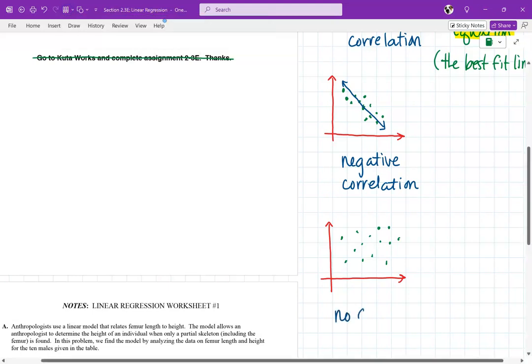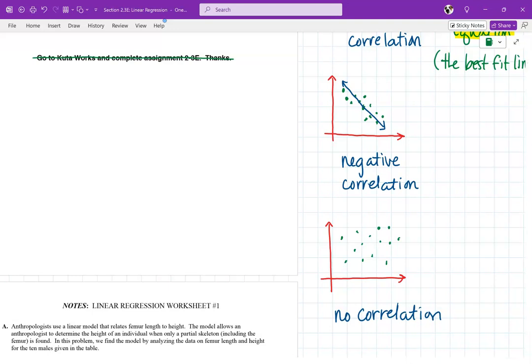So it has no trend. I can't tell if it's trending up or if it's trending down. It's just everywhere. So again, positive, negative, or no correlation. Because that's going to be one of the questions they ask you on your homework. They say, look at your graph. Does it have positive, negative, or no correlation for this one?